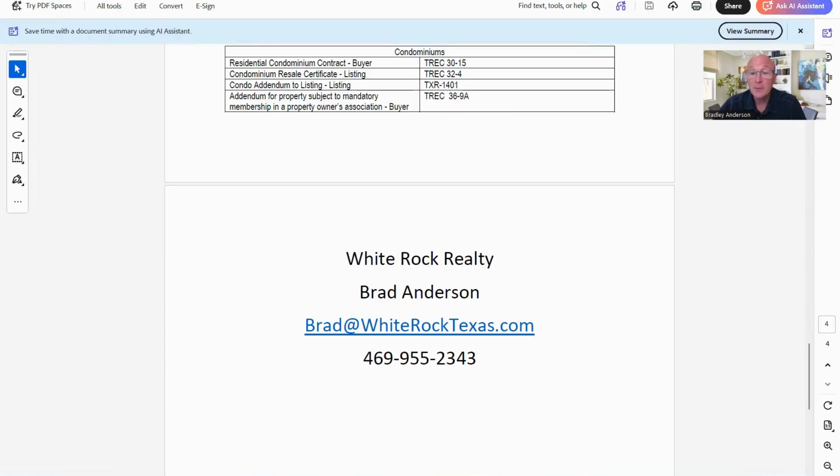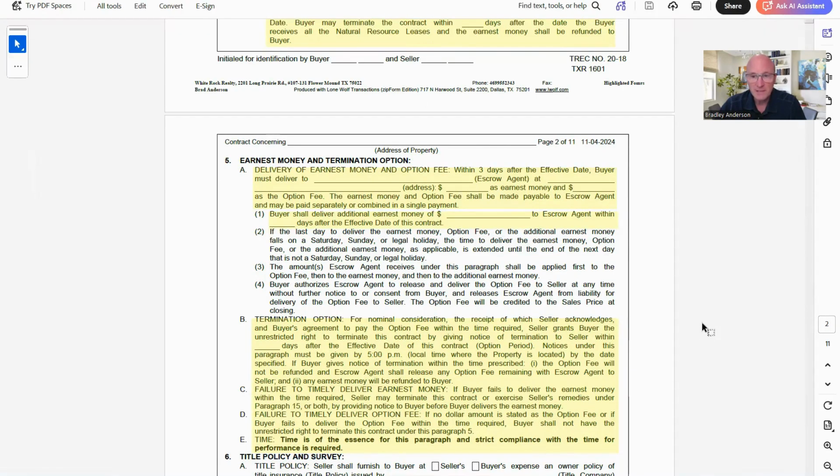And I am going to pop open the 1 to 4 family residential contracts. This is all highlighted based on a CE class that I do with regards to time-sensitive elements within the contract. So that's kind of why it looks the way it does. But if you look up here in paragraph 5, it specifically talks about earnest money and option fee. Okay, and so it says within 3 days after the effective date, buyer must deliver to, and then here you would put in your title company / escrow officer at whatever address, and then specifically how much money, right? So you got the earnest money here, and you have the option fee here.